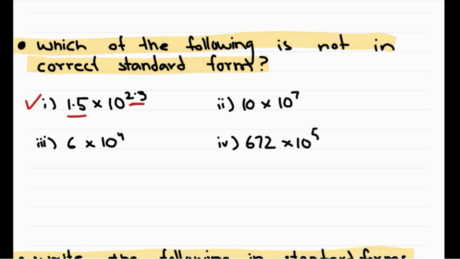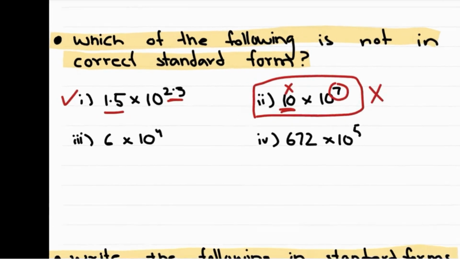Now in our next question, we see that the front number should be between 1 till 10, but it is 10 itself. So this is wrong because I said that the number should not be equal to 10. It can be any number below 10. However, the power part is correct. This is an integer, but still this entire thing is not in its correct standard form as well.